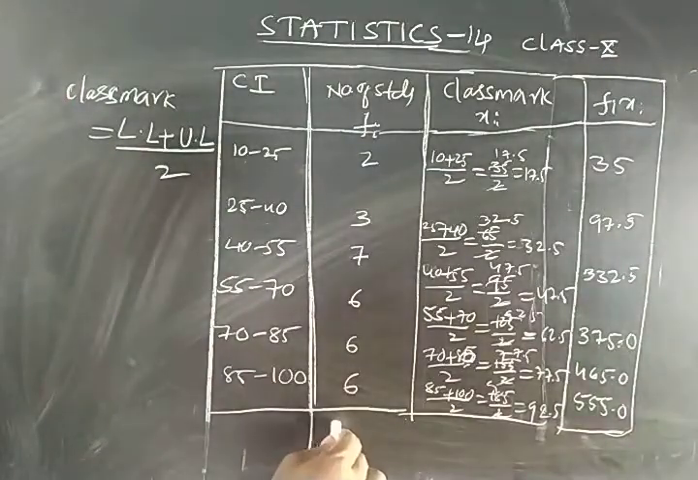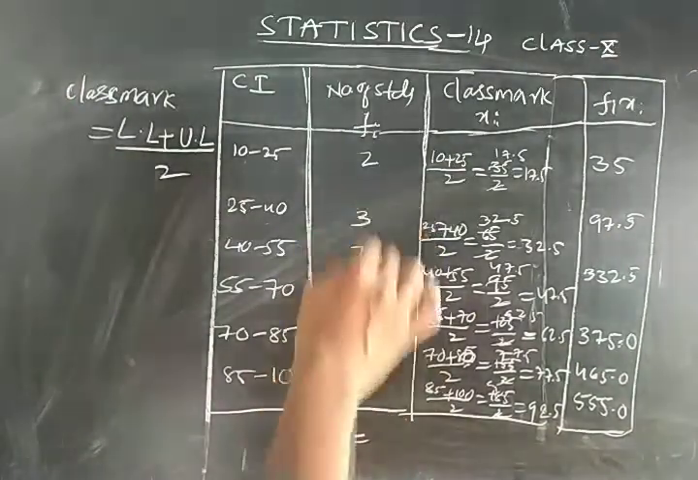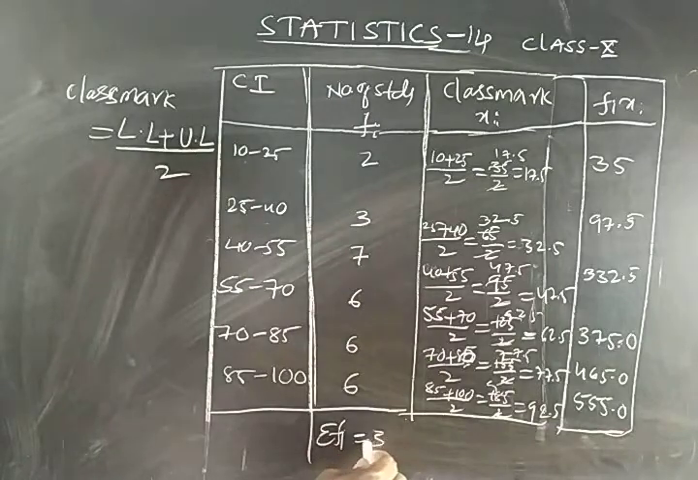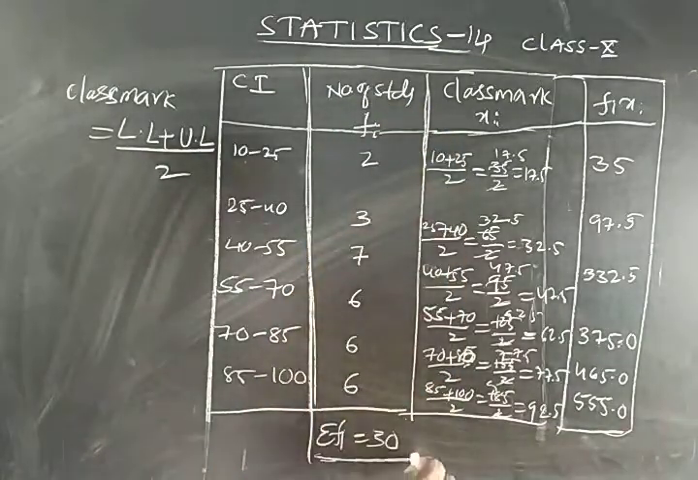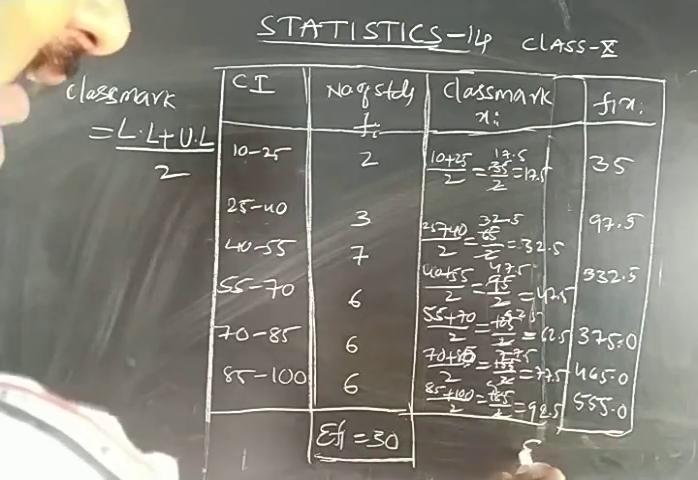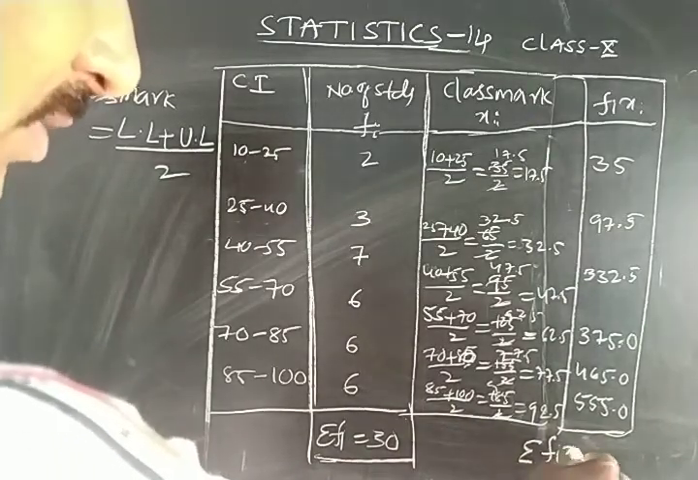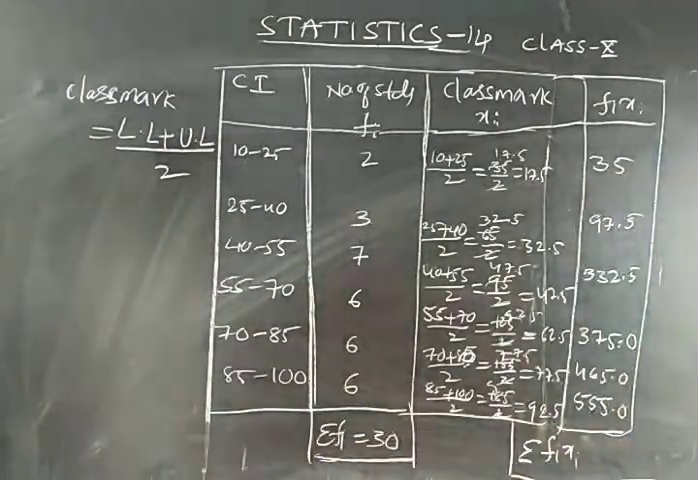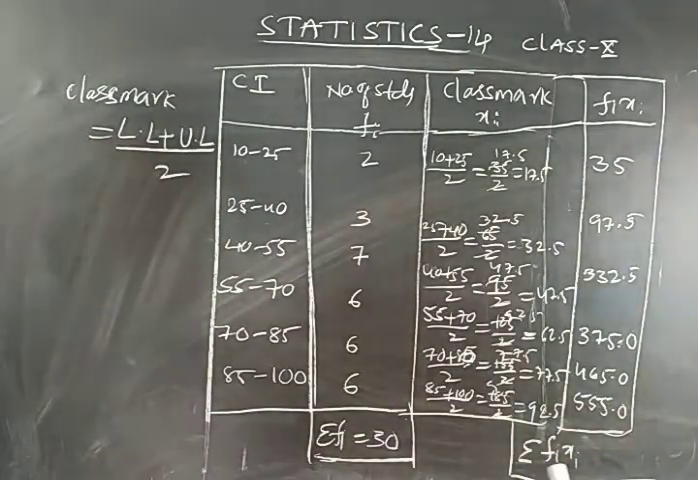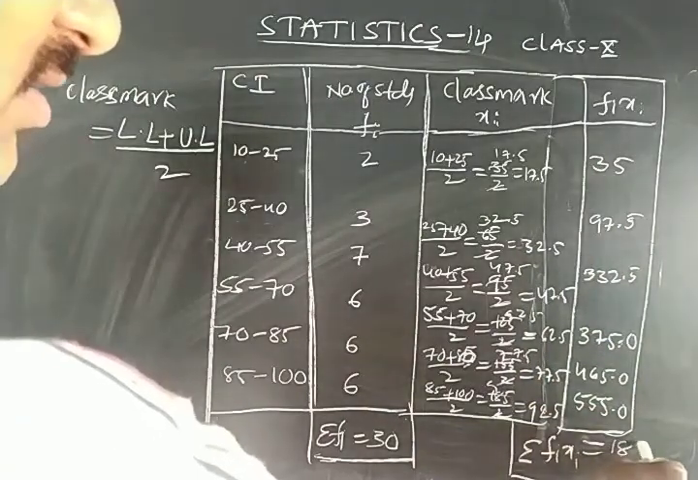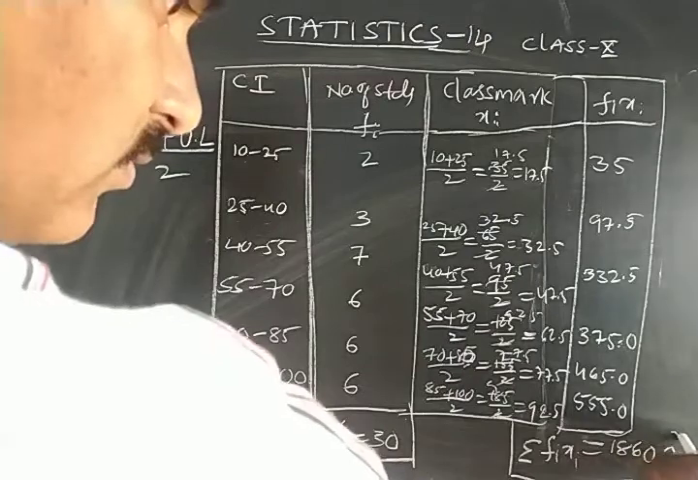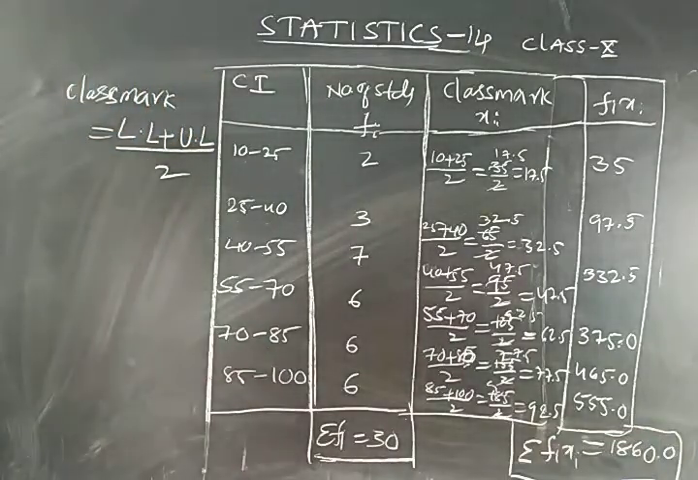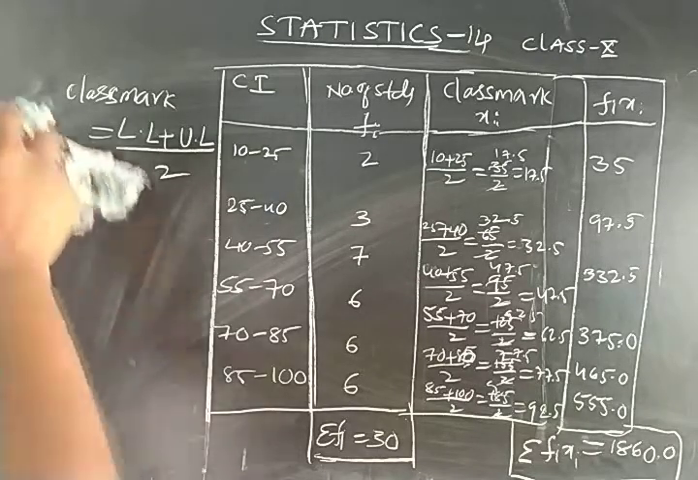Now after that you have to find the summation of fi. By adding all these values in the column you will get 30, and you have to find the summation of fi xi. The last column sum, by adding all these values, you will get 1860.0. Now after getting fi and xi, you have to find the mean.